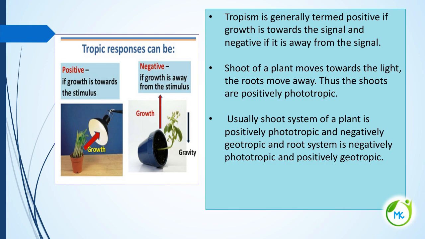Similarly, when we take the root of a plant, the root of a plant is growing away from the light, so it is negatively phototropic, and the root of a plant is going to grow towards the gravity, so it is called positively geotropic. So in short, you have to remember very clearly, if the plant part is going to grow towards the stimulus, it is called positive tropism, and if it is going to grow away from the stimulus, it is called negative tropism.